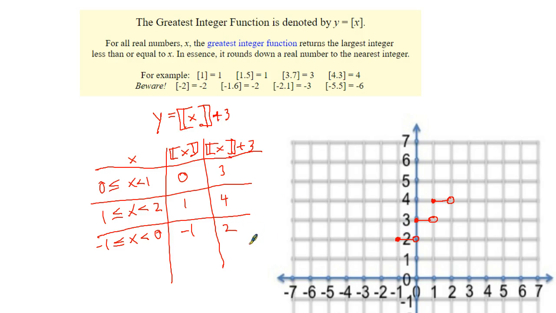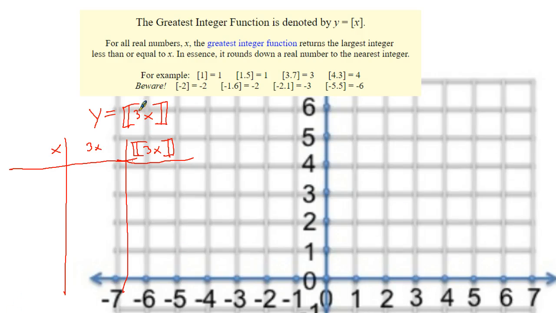Okay, let's try one more thing with greatest integer function. So what if we multiply x times something and then do the greatest integer function, like y equals greatest integer of 3x? I've decided to make 3 separate columns so that it's clear to you what's happening here.